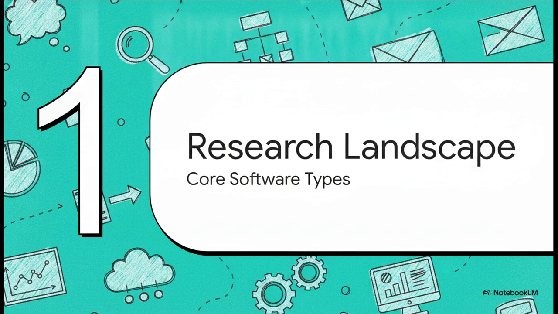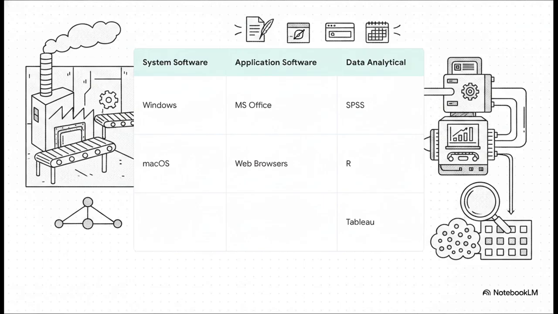Section 1. The digital research landscape. Understanding the core software types. Before we start installing any specific apps, we really need to understand the overarching categories of our digital workbench. Think of your research toolkit like a well-organized factory. System software, things like Windows or Mac OS, that's your factory floor. It runs the entire shop and supports the operation of literally all your research tools.